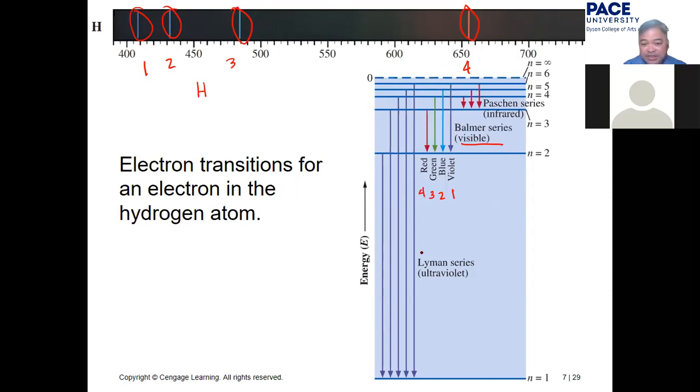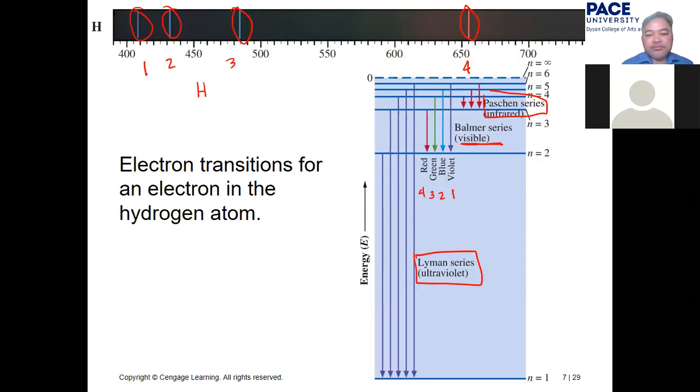Now there are other transitions that you have, but you don't observe them because ultraviolet, you cannot see it, and the infrared. So the Paschen series is in the infrared region. The Lyman series is in the UV region, while the one that we observe in the visible region is the so-called Balmer series. So in one way or another, he was able to explain the line spectrum.